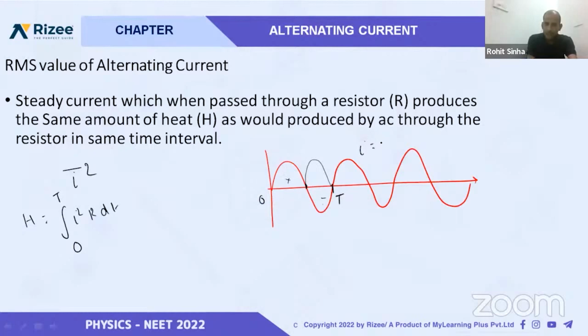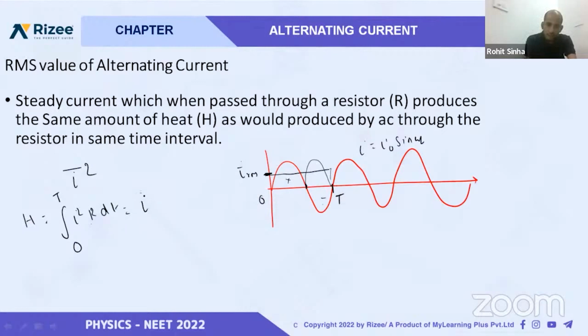See, I is equal to I naught sine omega t. We will put it here in I square R, where R is the resistance of the circuit, and we will get the heat supplied by this alternating current. If the same amount of heat is supplied by some steady value, some fixed, constant value of current, we say it is the RMS current. The steady value of current which produces the same amount of heat energy that is produced by this alternating current in a complete cycle.